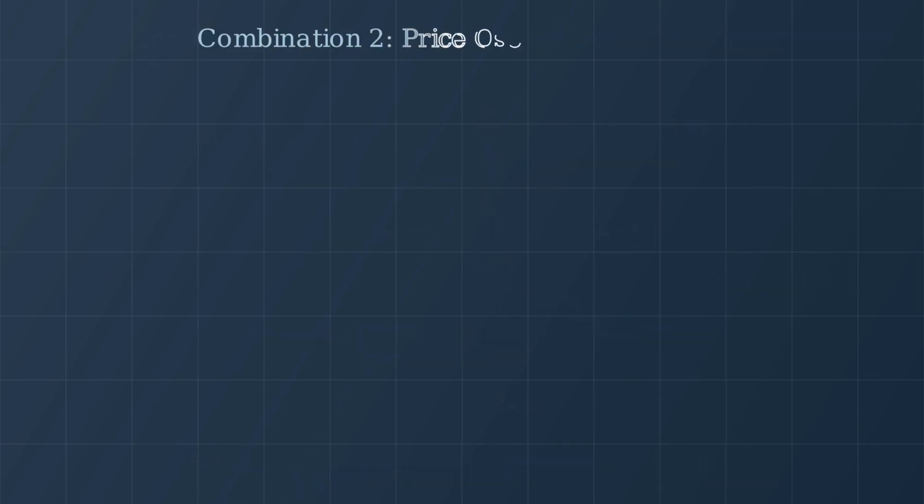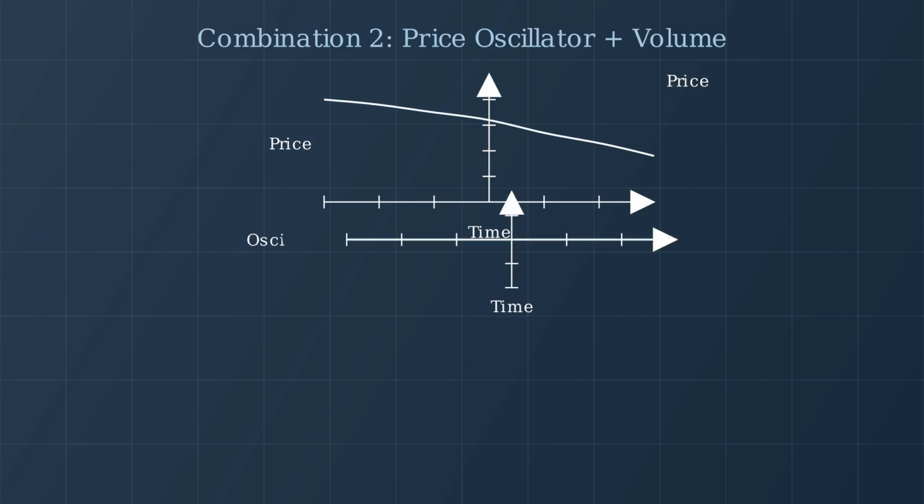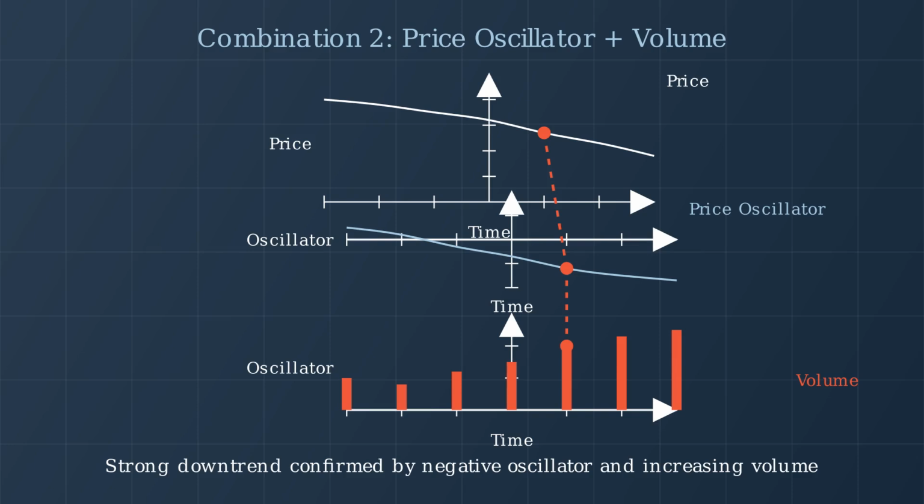Our second powerful combination pairs the price oscillator with volume indicators. In a downtrend, we want to see confirmation from both the price oscillator and increasing volume. Increasing volume during a downtrend, combined with a negative price oscillator, reinforces the bearish signal. Notice here how all three indicators align: falling price, negative oscillator, and rising volume. This confluence creates a much stronger sell signal.